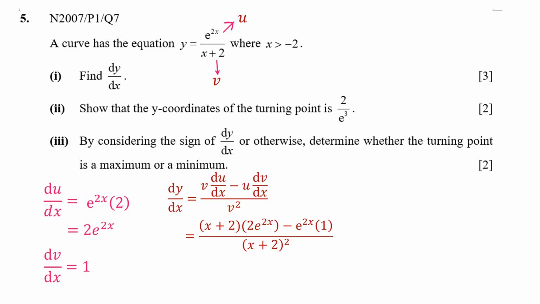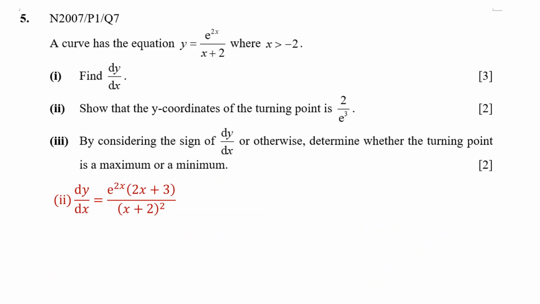Okay, can you see there's a common factor there, which is e to the power of 2x? We just factorize it and then simplify the one in the bracket, which gives us e to the power of 2x, bracket 2x plus 3, over bracket x plus 2, to the power of 2. All right, so that is part 1, relatively manageable.